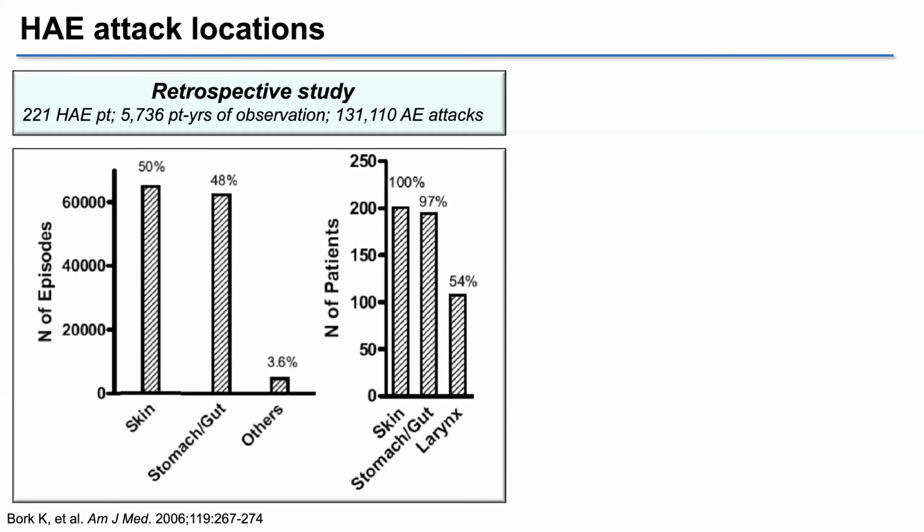If we look at attacks per patient rather than per episode, what we see is more than 50% of all HAE patients say, yes, I've had at least, I need some of Len's coffee. I've had at least one laryngeal attack in my lifetime. And since every laryngeal attack is potentially fatal, this is why we focus so much on upper airway attacks. They remain a very disturbing and potentially fatal problem in HAE.